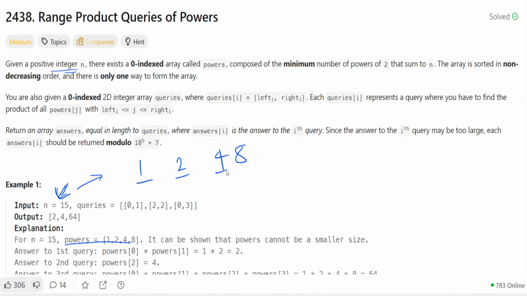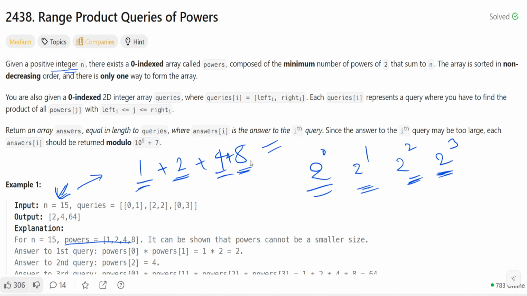It's a power of what? It's a power of 2. So when we write powers of 2, we mean 2 to the power 0, 2 to the power 1, 2 to the power 2, 2 to the power 3. 2 to the power 0 gives you 1, 2 to the power 1 gives you 2, 2 to the power 2 gives you 4, and 2 to the power 3 gives 8. If you do the sum, 8 and 2 is 10, and 1 and 4 is 5, total it is 15, and that is the n we have been given.